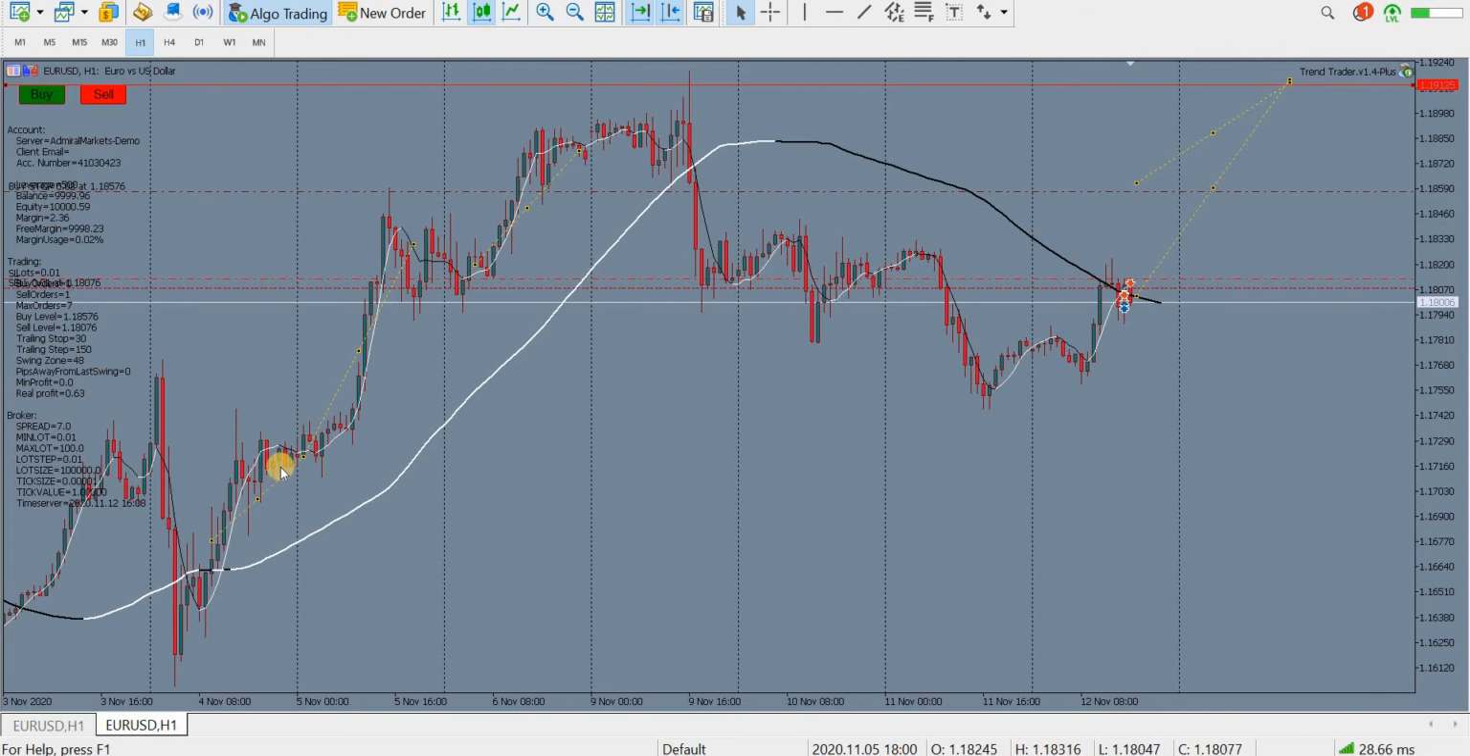Again, trade with the trend. Buy in dips, close the trade when the price starts to fall again, and sell at the top of the swing. And again, close the trade when the trend changes. The small trend changes.